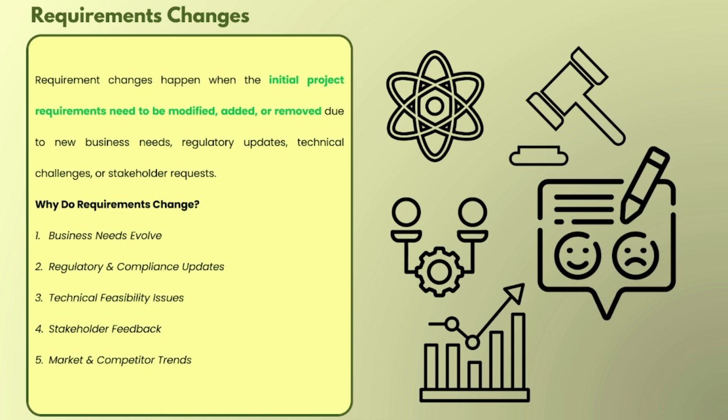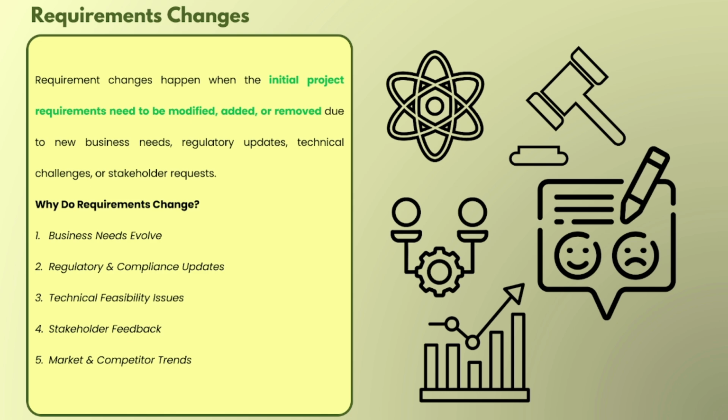Then regulatory and compliance updates. Well, new rules and regulations, something like that. Sometimes there are updates in laws or policies, like tax slabs changing. This happens regularly, and the system has to follow these new changes. So requirements need to be updated according to that. So this is another reason the requirements get changed.